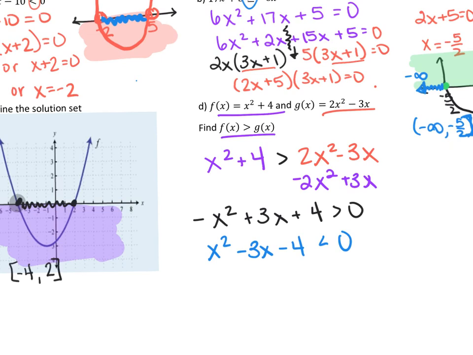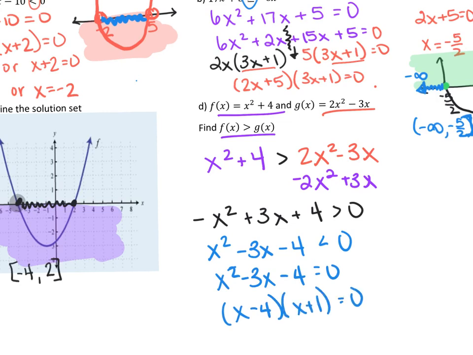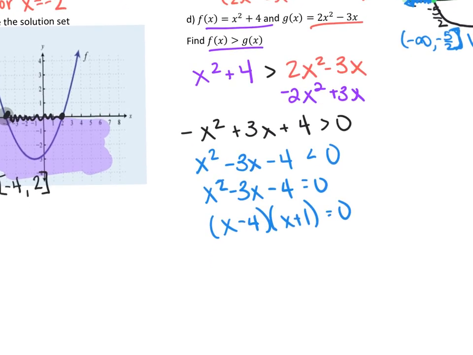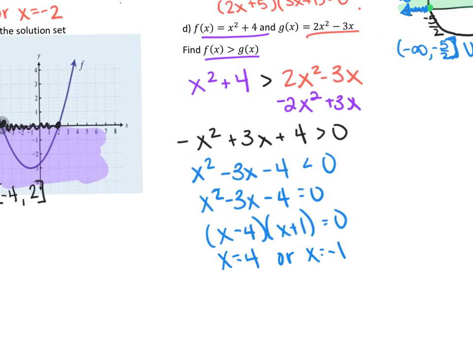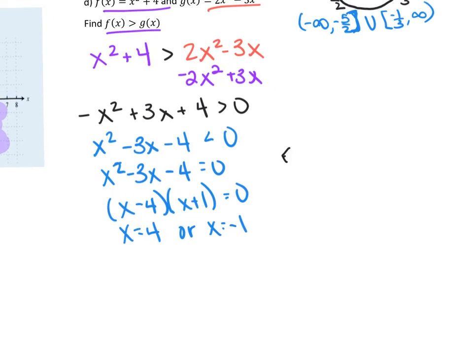So now I'm going to solve this equation like I would any quadratic. That's x squared minus 3x minus 4 equals 0, which factors into x minus 4 times x plus 1 equals 0. And when I do that, I get my solutions of x equals 4 or x equals negative 1. So when I draw my number line out again, I'm going to put those values on it: negative 1 and positive 4.